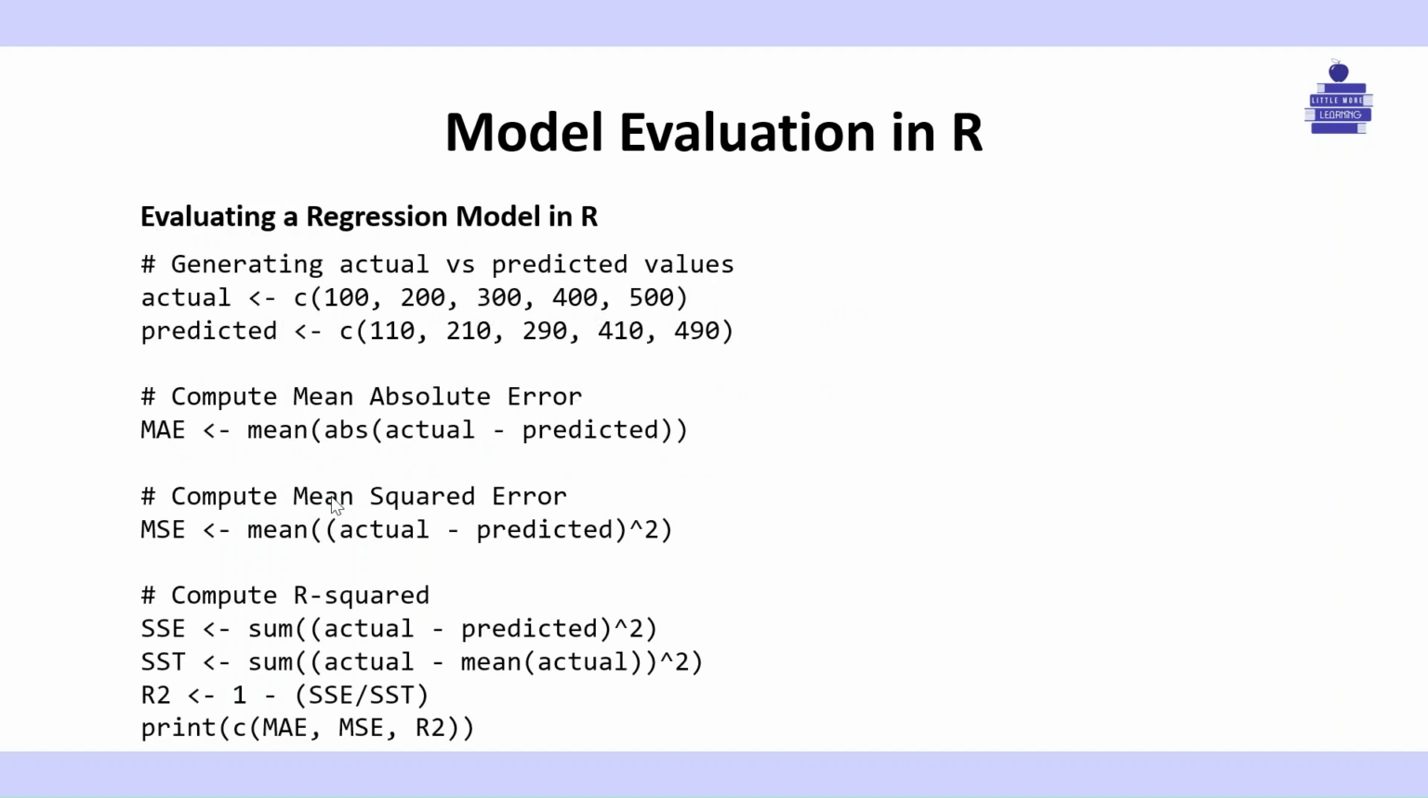Let us evaluate a regression model in R. Firstly, we have just generated the actual and predicted values, and one by one we are calculating the three metrics of the model evaluation system, that is MAE, MSE and R squared. R squared measures goodness of fit. If it is closer to 1, the better it is.